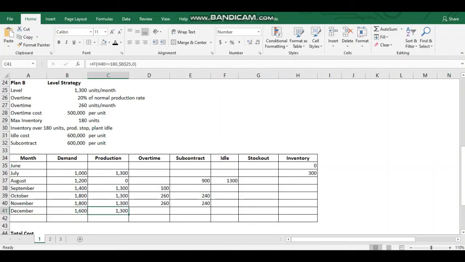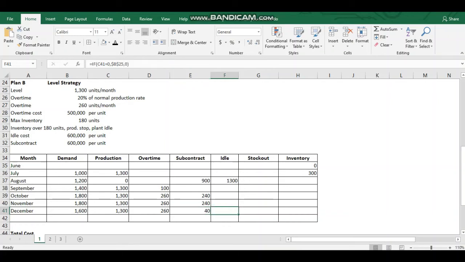And then for December we have 1,600 units of demand, while the production is only 1,300 units. So we have 300 units left to fulfill the demand. The 260 units we could cover by doing overtime, and the 40 units left we could cover by doing subcontracting.